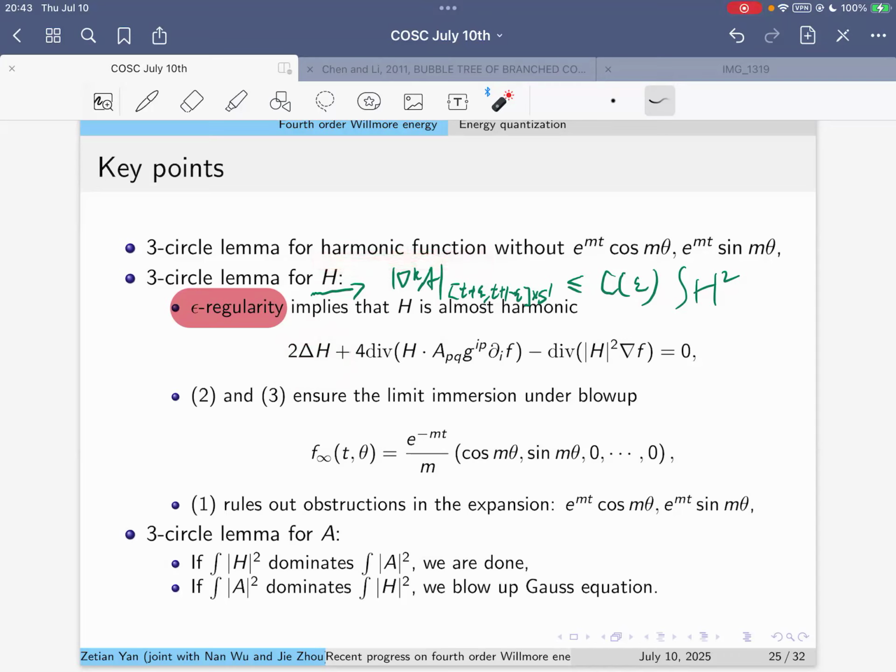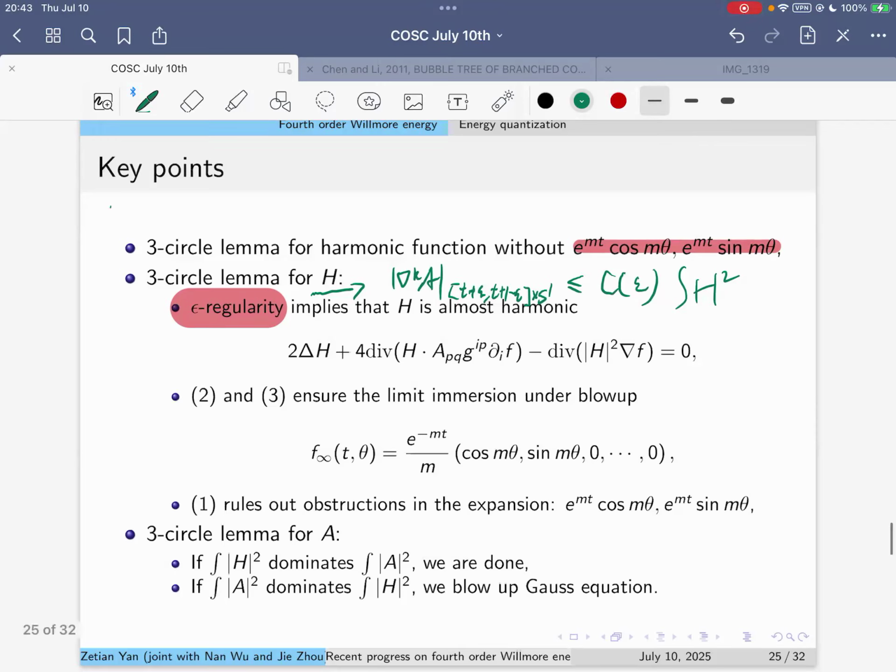However, even for standard harmonic functions, the 3 circles lemma is not valid because we have two obstruction terms. Okay, from my point of view, the obstruction term in the 3 circles lemma is exactly the constant term. The reason is the following: if it's a constant, right, when you take the integral on a fixed length tube, okay, it's constant. So you do not have the exponential decay.